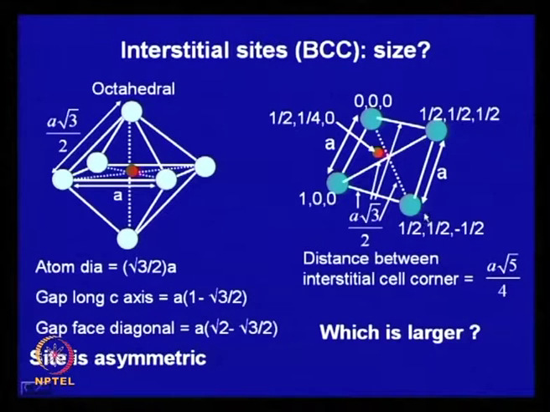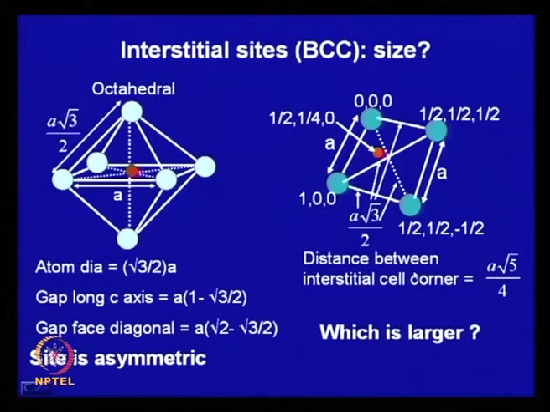Basically, you have one corner atom here, another corner atom, and this distance is a. Similarly, you have one face center atom, another face center atom. So, if you say this coordinate is 0 0 0, this coordinate is half half half, and this diagonal is half the body diagonal, which is equal to a root 3 over 2.